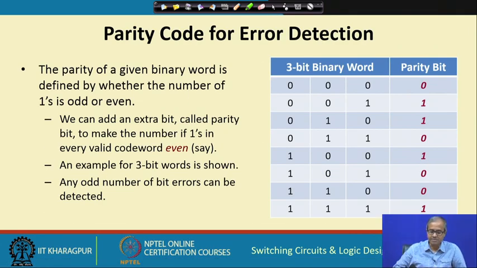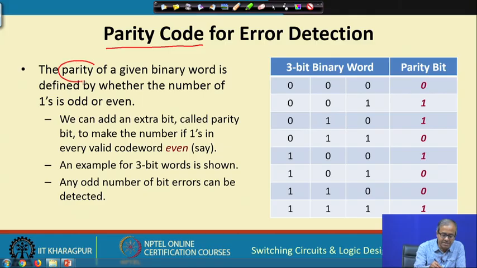So, let us first talk about a very simple scheme for detecting errors. This is a very popular technique using something called parity codes. Parity is very simple. Parity is defined with respect to a given binary word. You check whether the number of ones in the word is odd or whether it is even. There can be different conventions, but as a matter of convention you can say that you add a parity bit to your data, so that the total number of ones in every valid code word becomes even.